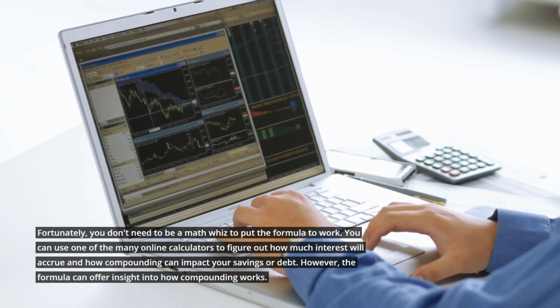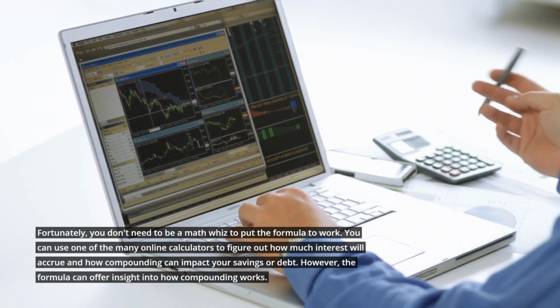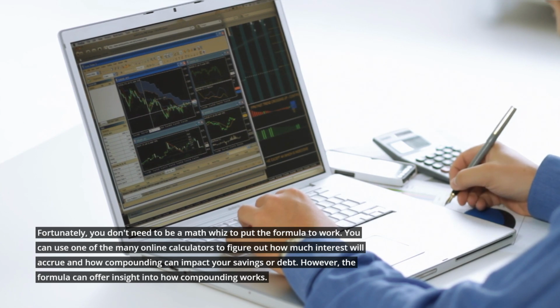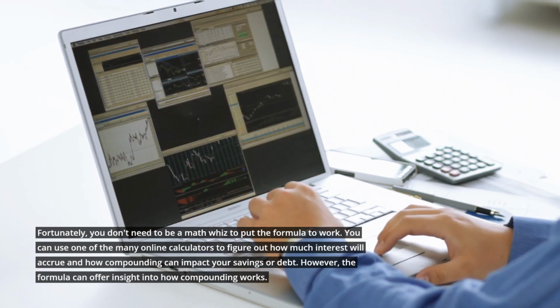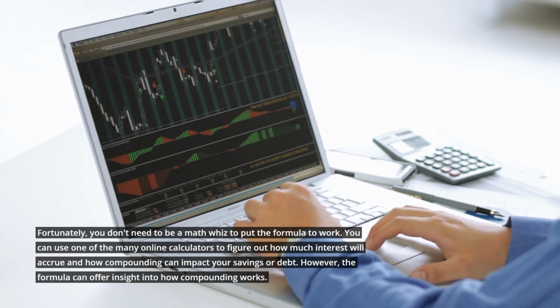Fortunately, you don't need to be a math whiz to put the formula to work. You can use one of the many online calculators to figure out how much interest will accrue and how compounding can impact your savings or debt. However, the formula can offer insight into how compounding works.